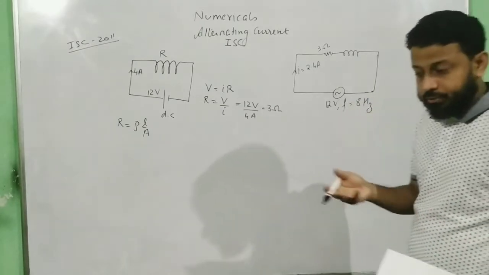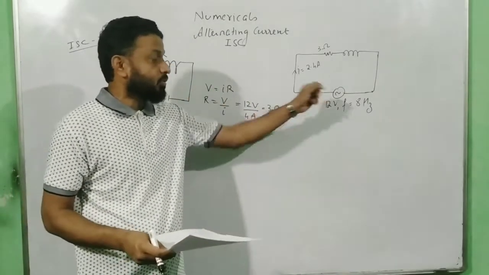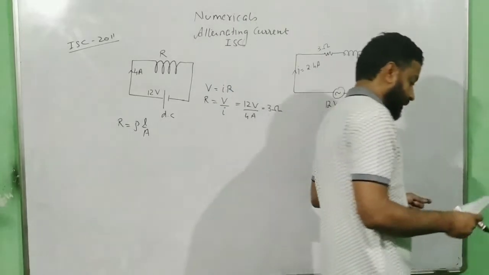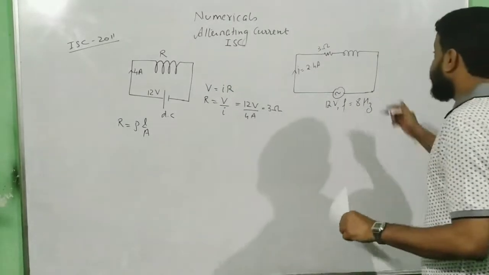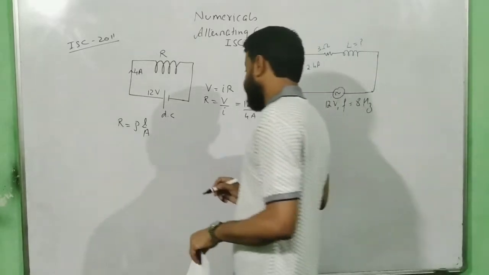How will you identify whether frequency is given or angular frequency is given? When frequency is given, it will have a unit of hertz. When angular frequency is given, it will have a unit of radian per second. Now you have to calculate the self-inductance of the coil. That is, you have to find the value of L.